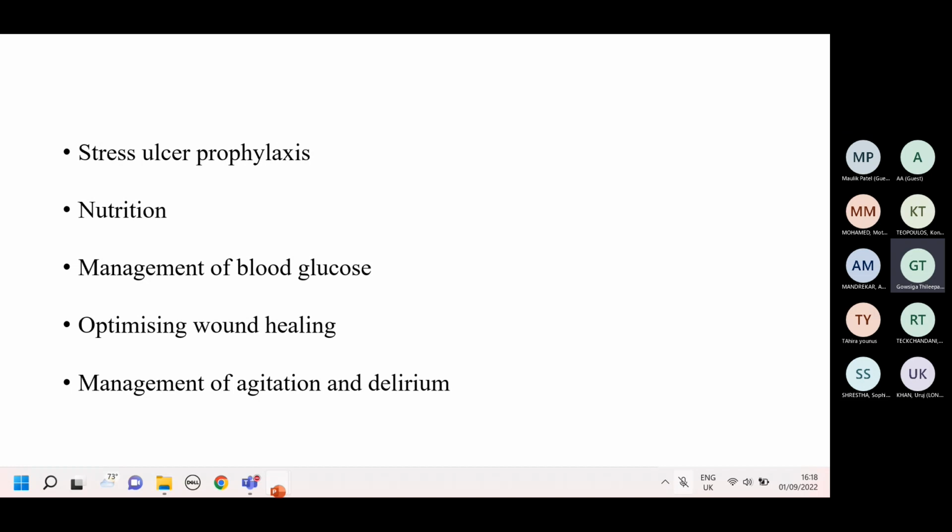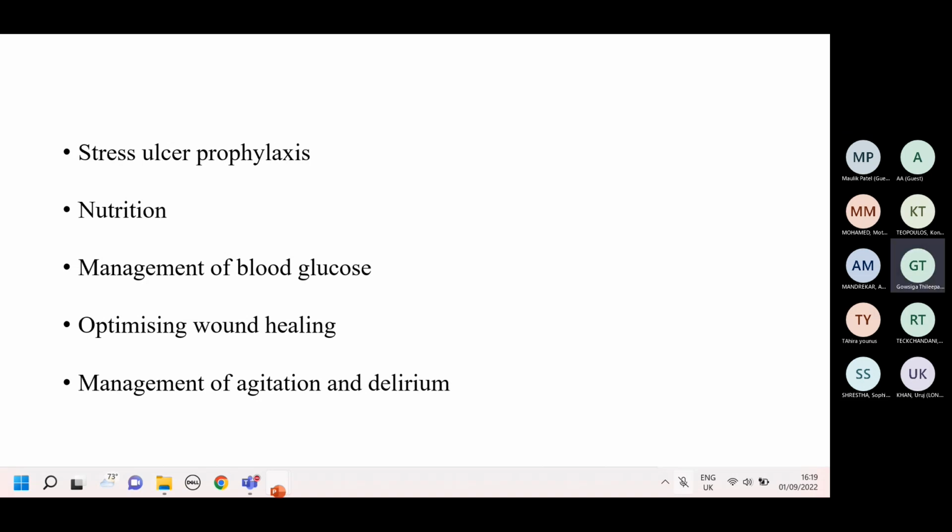Management of blood glucose depends on the patient: all patients who are diabetic, or who may have problems with hyperglycemia or uncontrolled blood sugar, you need to control and monitor closely. Mainly you check glucose because it impairs wound healing, it causes stress-related problems, and it affects the post-operative outcome. That's the main reason.